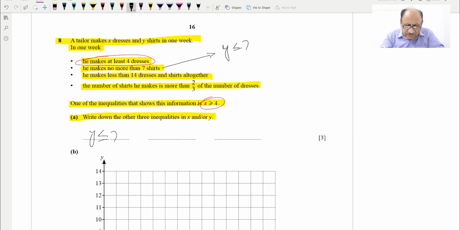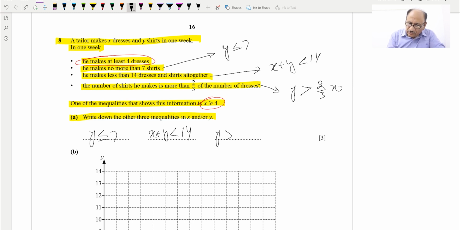And then he makes less than 14, dresses plus shirts, so dresses plus shirts will be x plus y, and less than 14, so our inequality will be x plus y is less than 14. Then the last one: the number of shirts he makes is more than 2 by 3 of the number of dresses, so y is greater than 2 by 3 of x. These are the 3 inequalities which we have written for 3 marks.